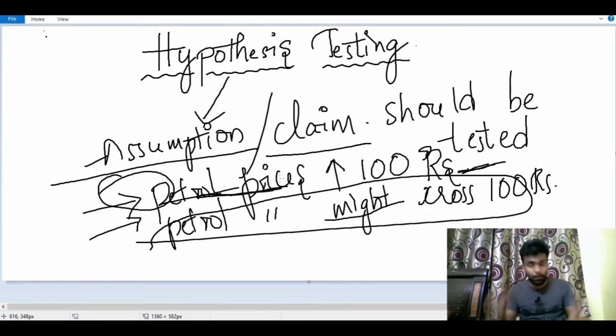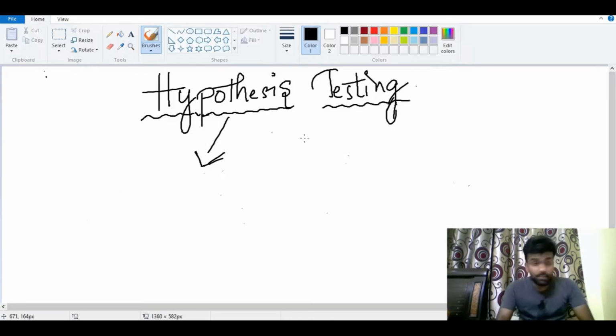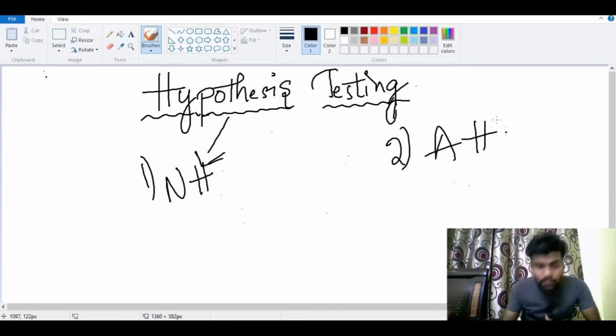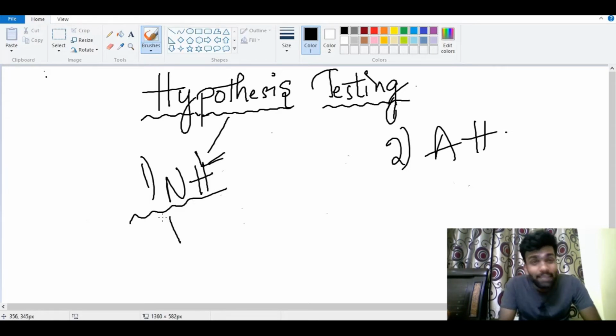So that's the hypothesis. Now let's understand the different types of hypothesis we can have when doing hypothesis testing. Number one is the null hypothesis, and number two is the alternate hypothesis. We will discuss them one by one. Number one, the null hypothesis. How can we define a null hypothesis, and what should be the criteria for that?